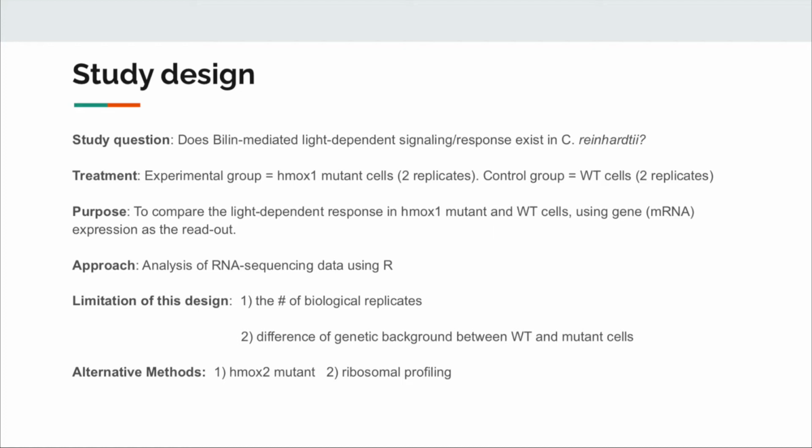Two limitations of the design include lack of biological replicates, as sampling effort can be increased, and the difference in genetic background between wild-type and mutant is relatively unknown. Alternatively, we could use HMOX2 mutant cells or measure gene expression using a ribosomal profiling approach, capturing changes in photosynthetic protein abundance. Compared to the mRNA measurement, the ribosomal profiling approach is more accurate in reflecting the result, but it can be difficult to identify all the photosynthetic proteins.